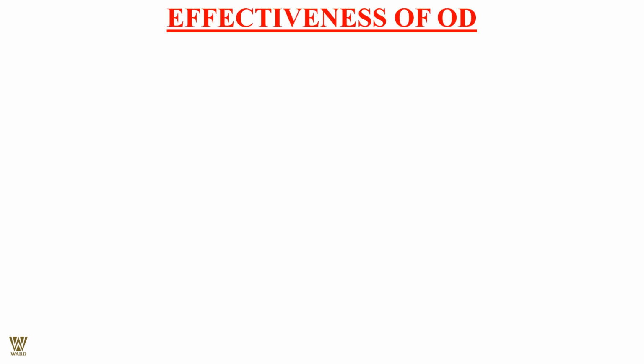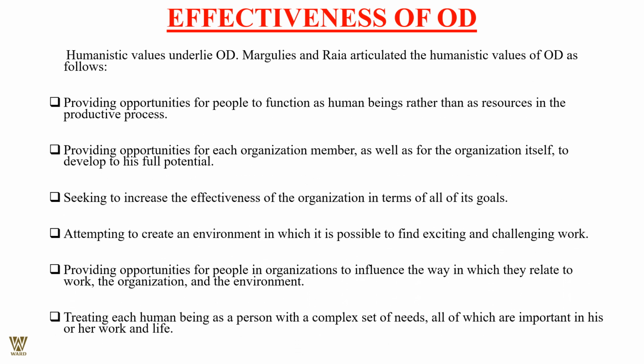Now, let us move to the effectiveness of organizational development. As Margulies and Raia articulated, we are talking about organizational development in terms of humanistic values. What are we looking into? We are looking for opportunities to be provided to the people for growth, for development, for promotional avenues. In the process, the organization should also become more conducive to profitability, and be much more effective and efficient. So it means providing opportunities for each employee, as well as the organization, to develop to its full potential, seeking to increase the effectiveness of the organization in terms of all the goals we would love to achieve.